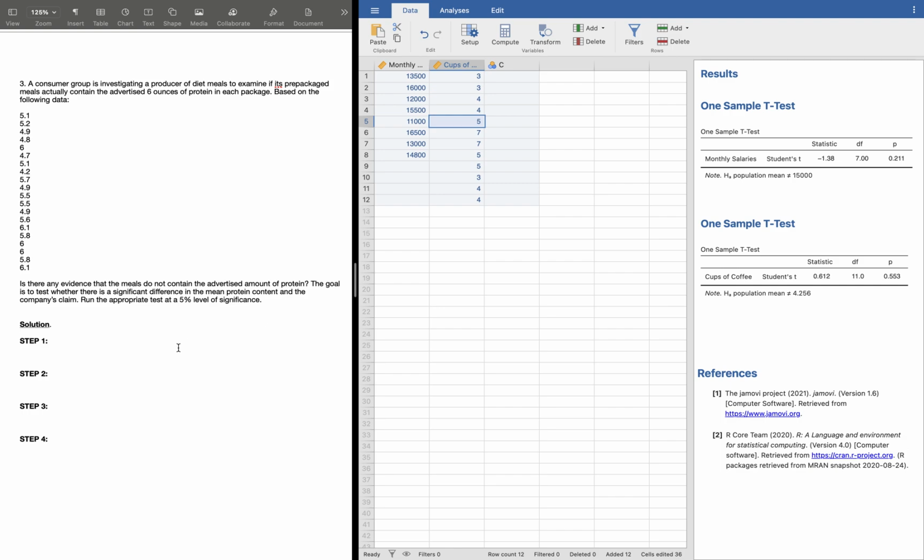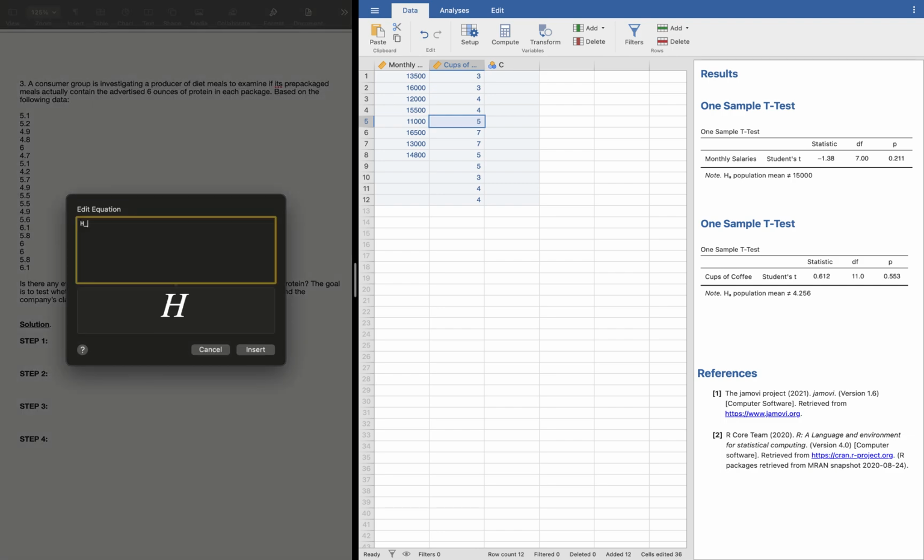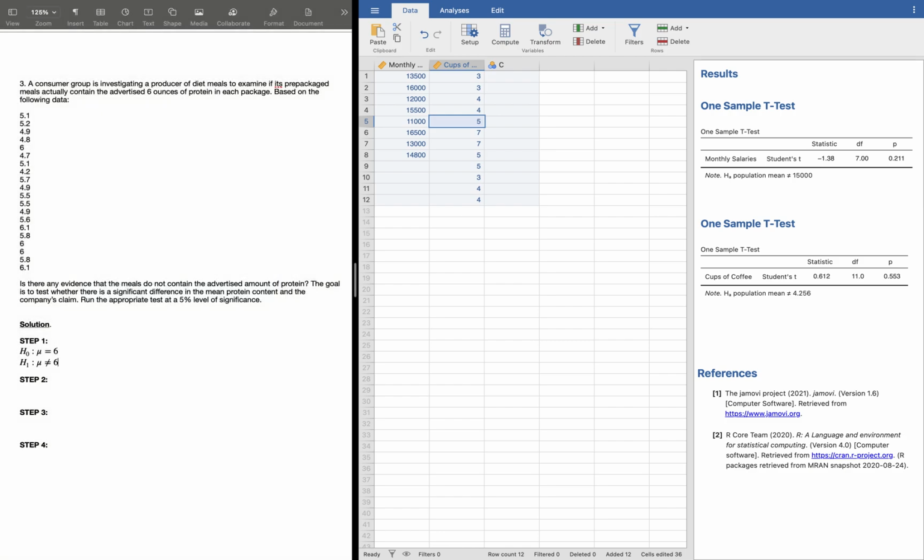So let's start with the H0 and HA, that's your null and alternative hypothesis. For our null hypothesis, mu, the advertised product, is 6. So mu equals 6. For our alternative hypothesis, H sub 1, or H sub A in some books. Actually, Jamovi uses H sub A, but in our book, we use H sub 1, so it's pretty much the same. Mu is not equal to 6. That's a two-tailed test. We just want the difference.